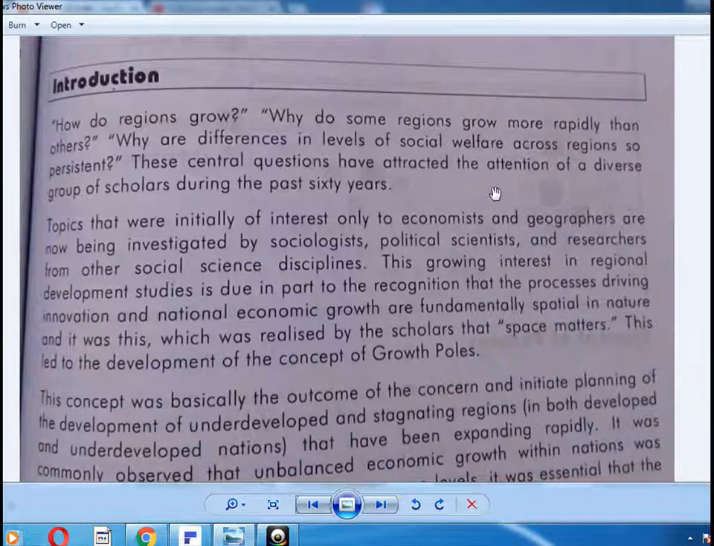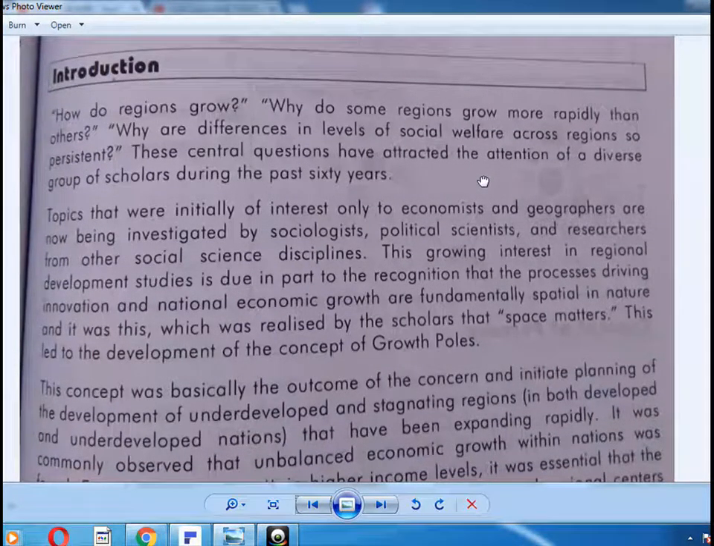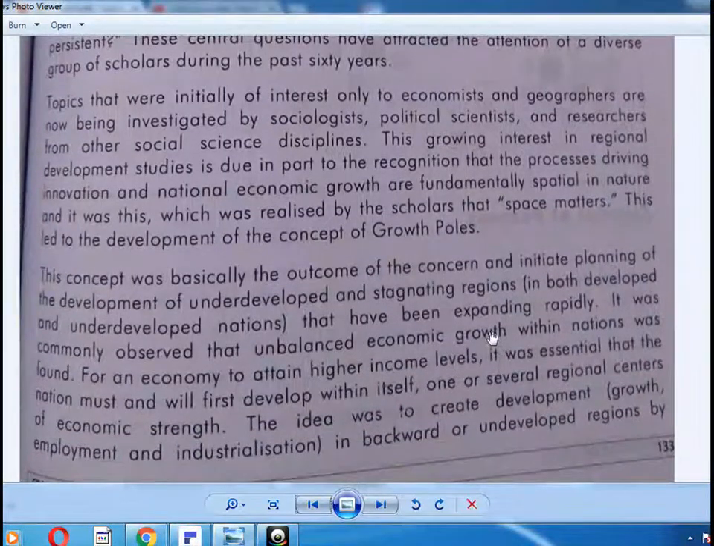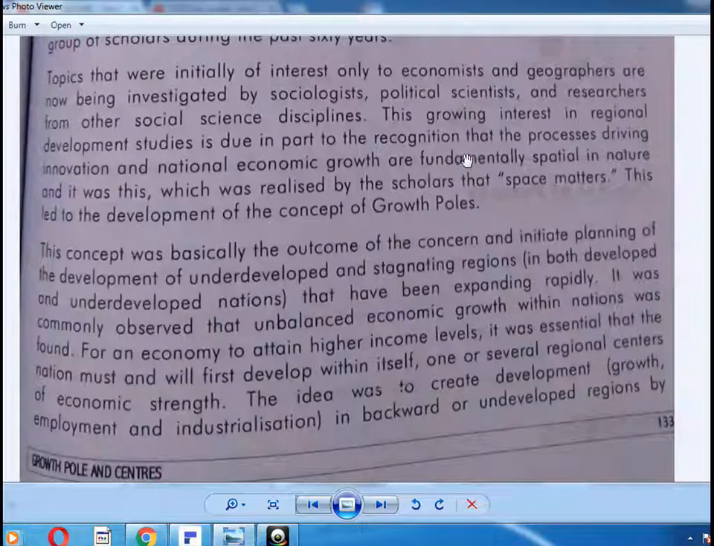These central questions have attracted the attention of diverse groups of scholars during the last 60 years. Topics that were initially of interest only to economists and geographers are now being investigated by sociologists, political scientists and researchers from other social science disciplines. This growing interest in regional development studies is due to the recognition that the processes driving innovation and national economic growth are fundamentally spatial in nature. Okay, and it was this which was realized by the scholars, that space matters.